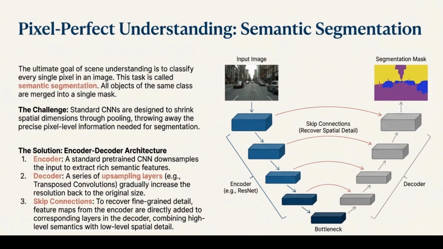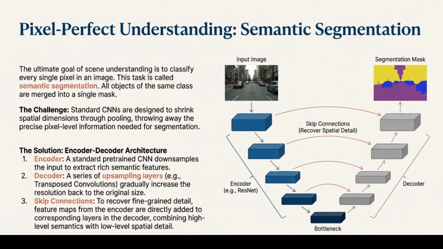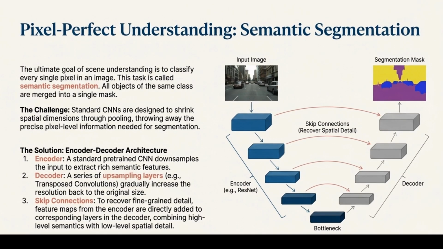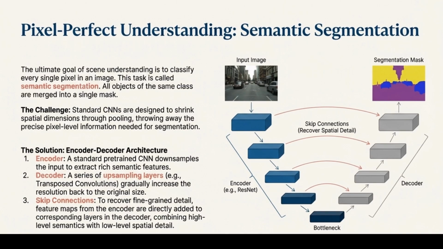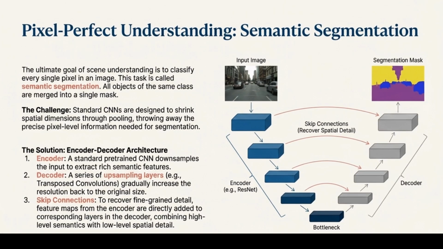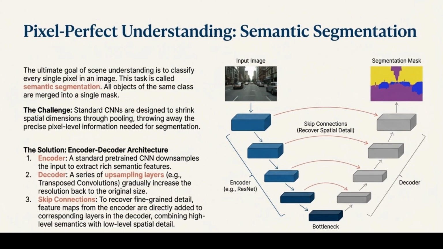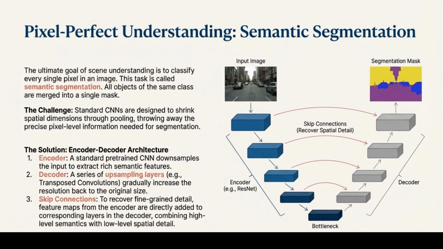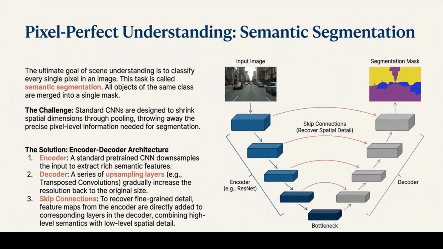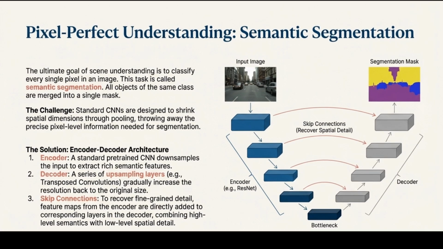These connections carry fine-grained spatial detail directly from corresponding encoder layers to the decoder layers. By combining the high-level semantic meaning from the bottleneck with the low-level spatial detail from the skip connections, the network can recover sharp, accurate boundaries, achieving pixel-perfect classification.